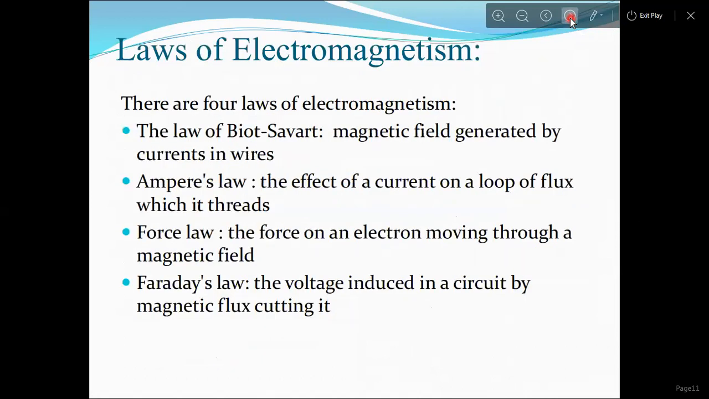So, the laws of electromagnetism we have to discuss. There are four fundamental electromagnetism laws. The first is Biot-Savart's law, which applies to the magnetic field generated by the current in wires, and also Ampere's law, the effect of a current on a loop of flux which it threads. Force law: the force on an electron moving through a magnetic field, actually Lorentz's law of forces. And also we'll discuss Faraday's law, the voltage induced in a circuit by the magnetic flux cutting it. That means it's applied in induction or self-induction.